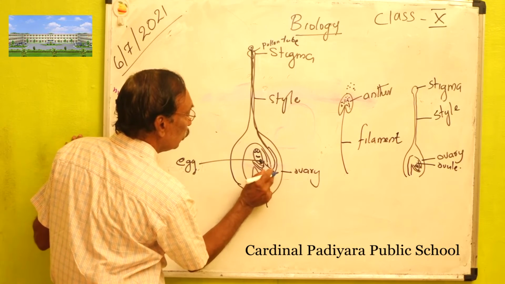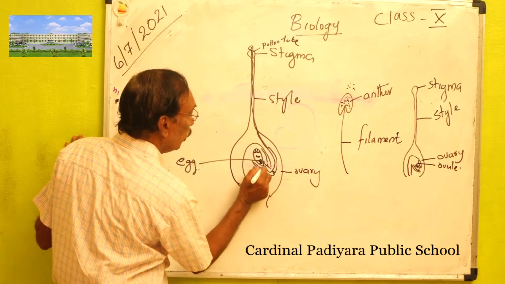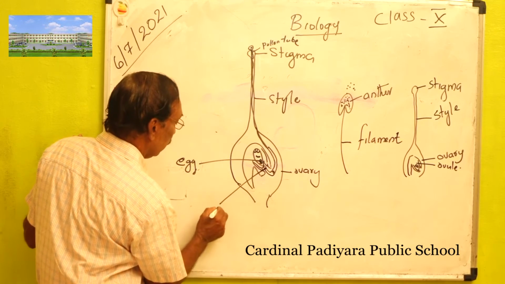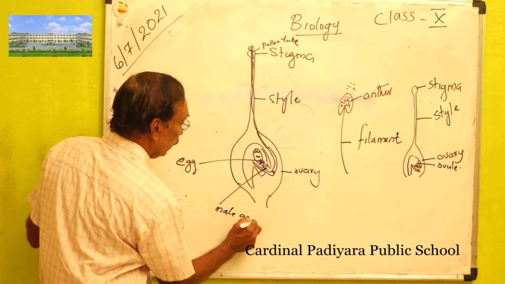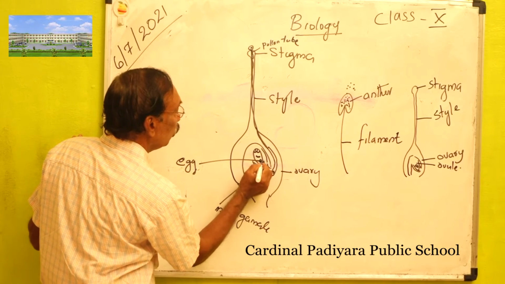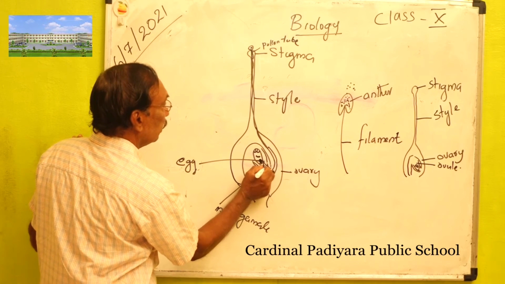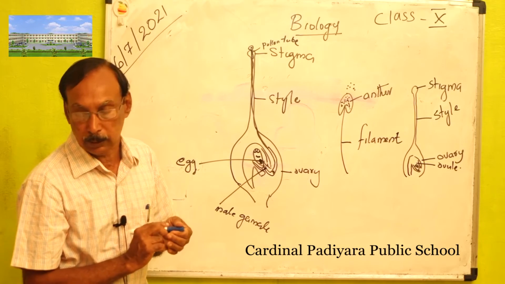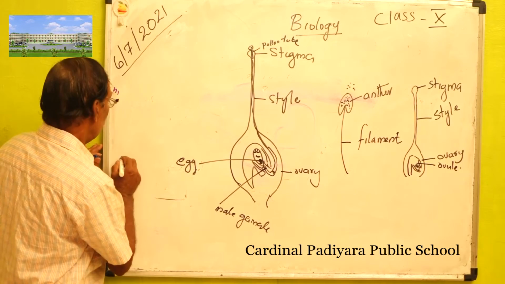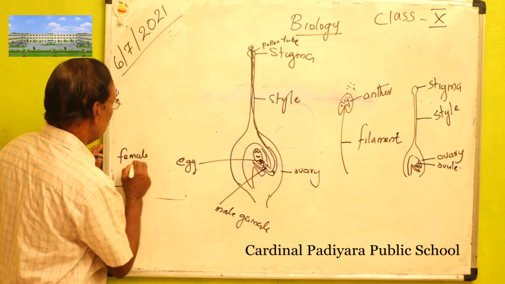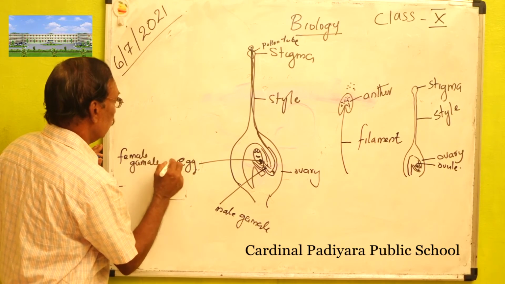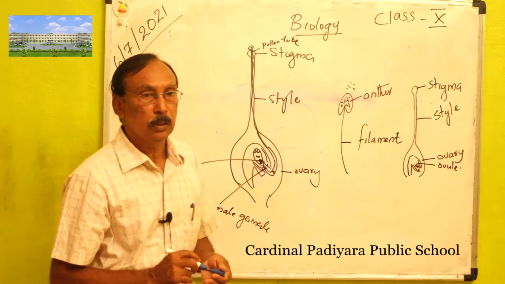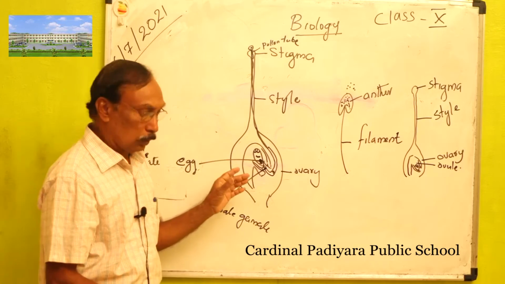Egg is here. Finally it will enter inside the ovule, and the male gamete here. This is a male gamete. It will enter inside, go and fuse with the egg here, and fertilization takes place. That means the male gamete fuses with the female gamete or egg. Another name for the egg is female gamete, female sex cell. So fertilization takes place.